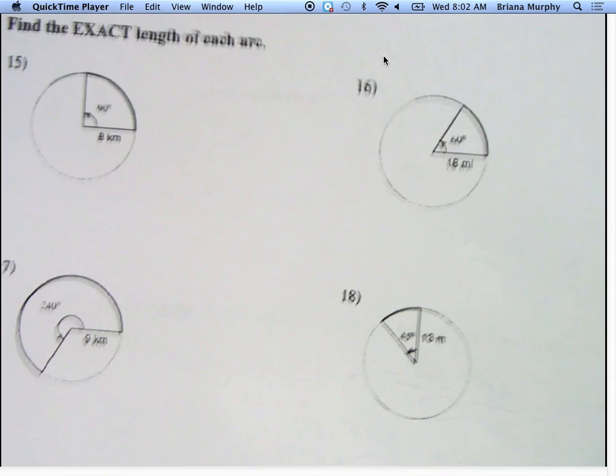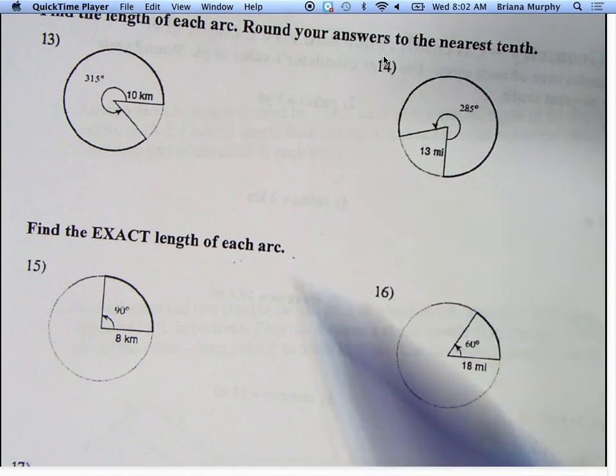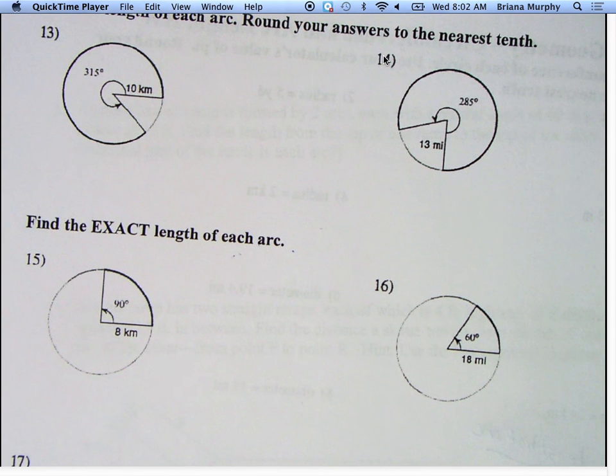The back is exactly the same. These want the exact length of the arc. So when they say exact length, they mean they want you to stay with pi. Okay, I'm going to do an example for number 15.